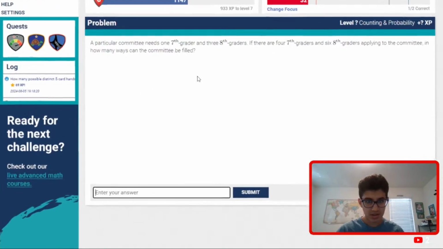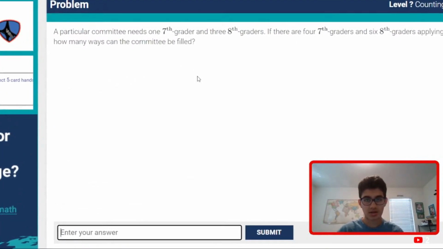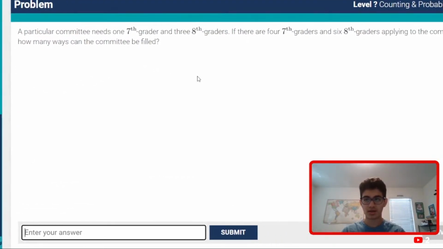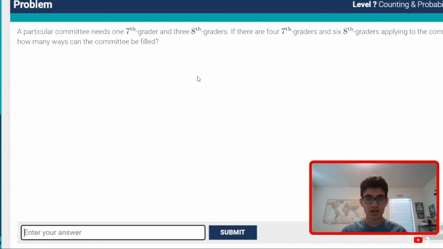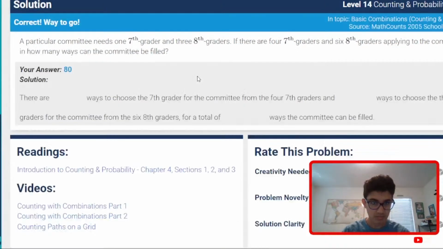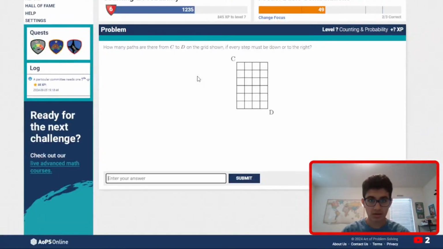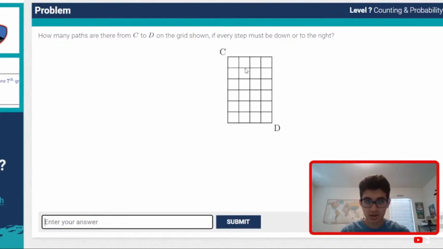One seventh grader and three eighth graders. If there are four and six, in how many ways can it be filled? So it's four choose one, which is four, times six choose three. Six choose three is 20, right? Six times five times four over six is 20. So 80 ways. Okay, good.